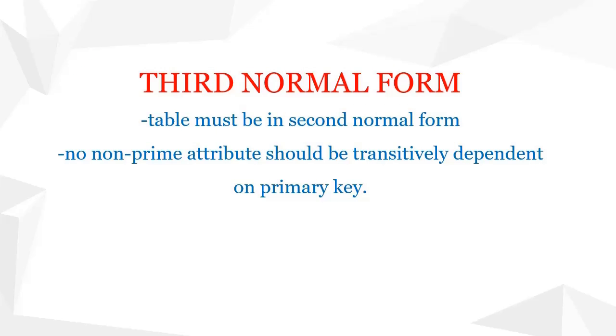We are done with second normal form and now let us get into third normal form. To be in third normal form, the table must be in second normal form. Being in second normal form also means that the table must be in first normal form. And another rule is that no non-prime attribute should be transitively dependent on the primary key.